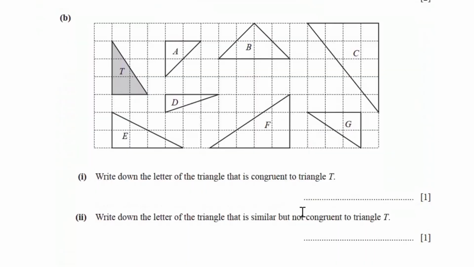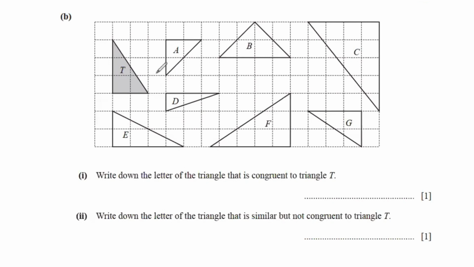Part B says write down the letter of the triangle that is congruent to triangle T. So congruent to triangle T is going to be the triangle which has the same lengths as triangle T. So we have 3 over here and 2 over here. So E is not congruent, D is not congruent, neither is A, neither is F, G works. So it's G.